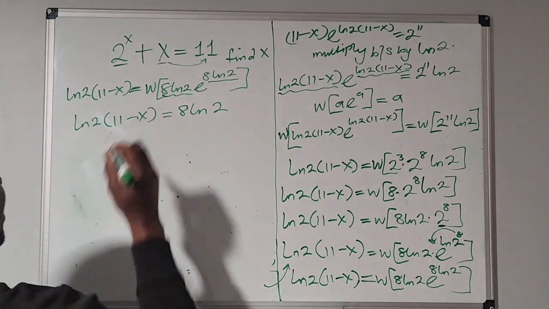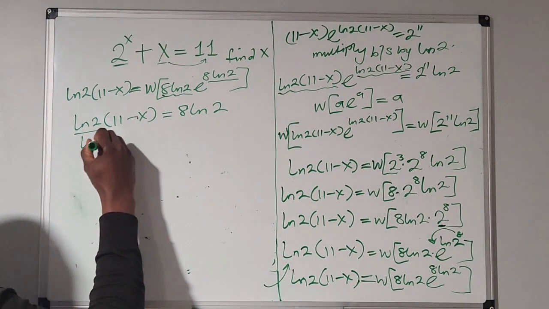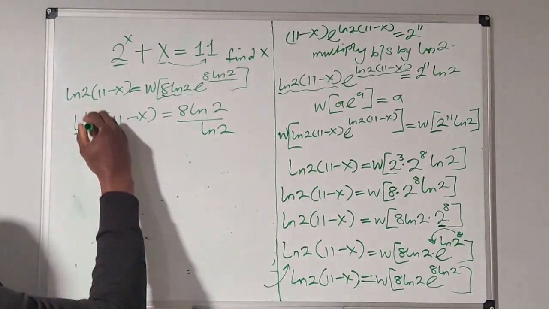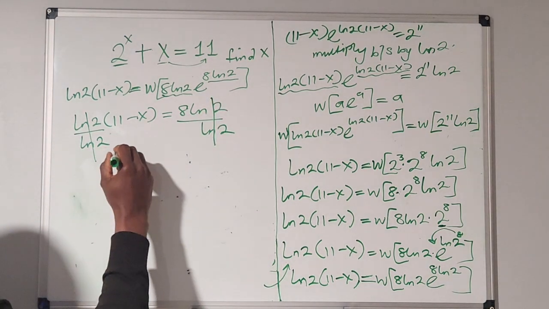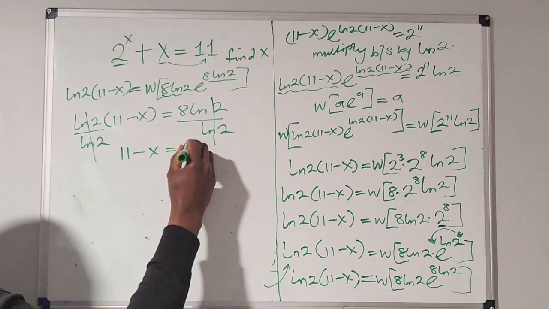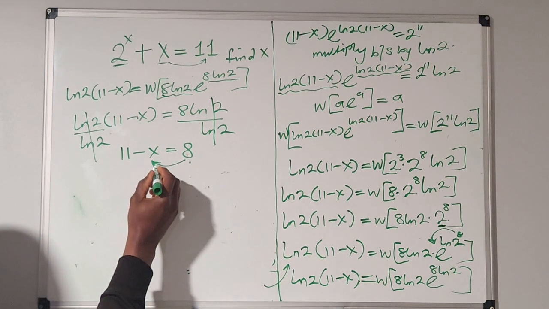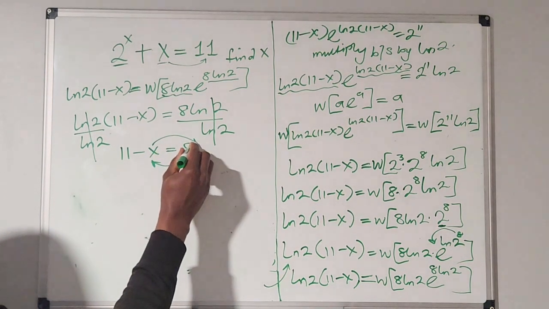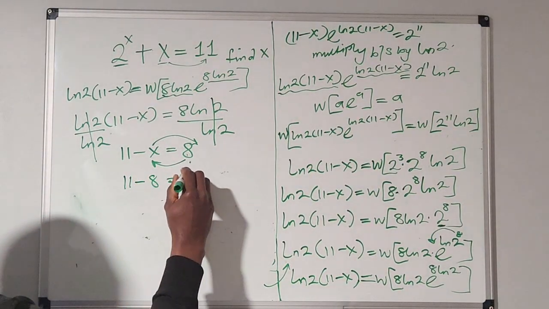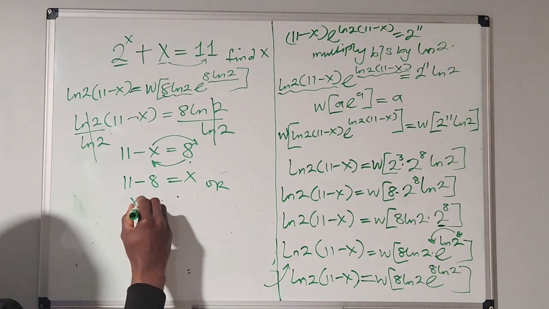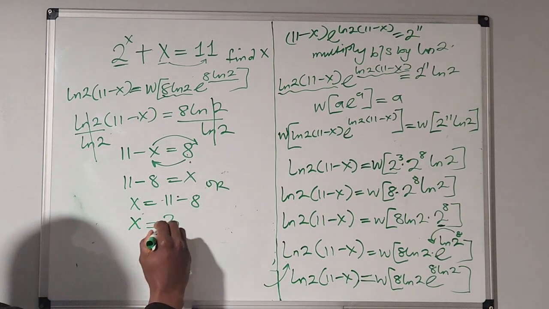So now to be able to find the value of x, we need to get rid of ln 2 on the side. So we divide through by ln 2. That cancels out as 1. That cancels out as 1 as well. So we have 11 minus x equals 8. And if we move this to the side, 8 comes over here, becomes minus 8. x goes over to this side and becomes positive x. So we have 11 minus 8 equals x, or x equals 11 minus 8, same thing. x now is equal to 3.